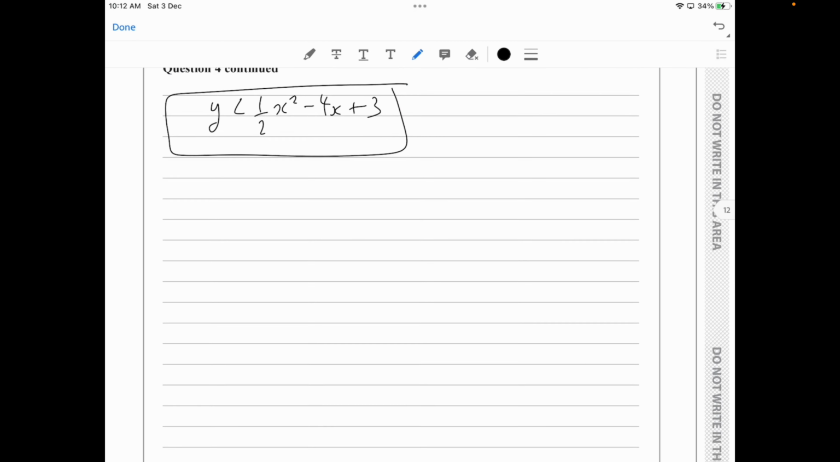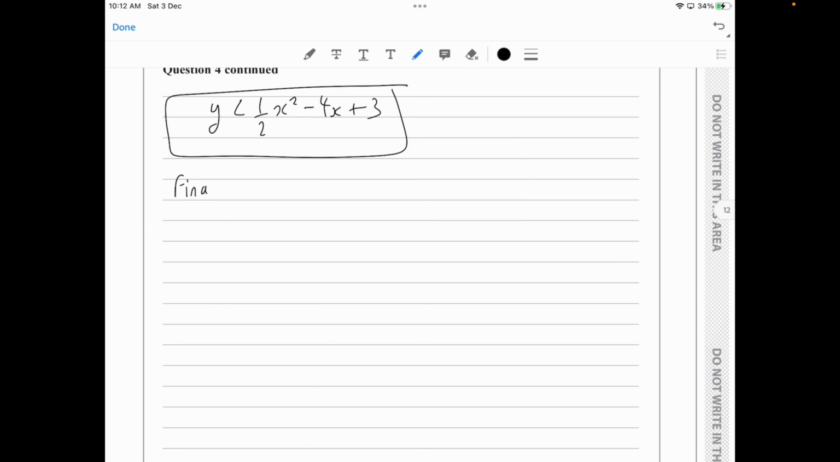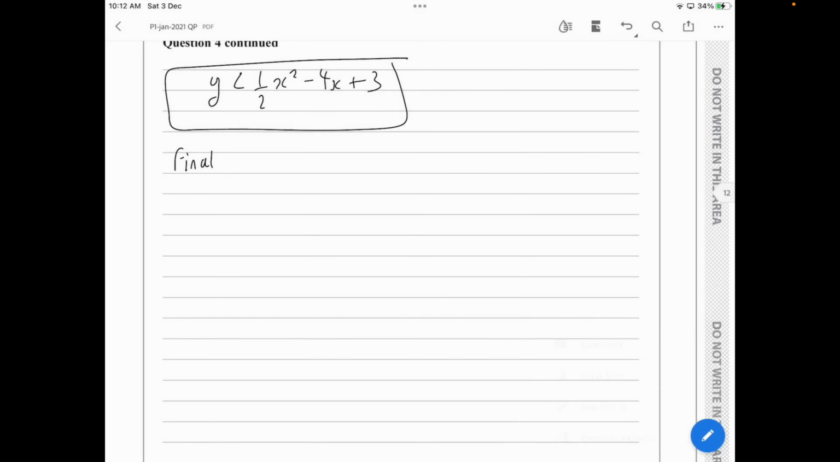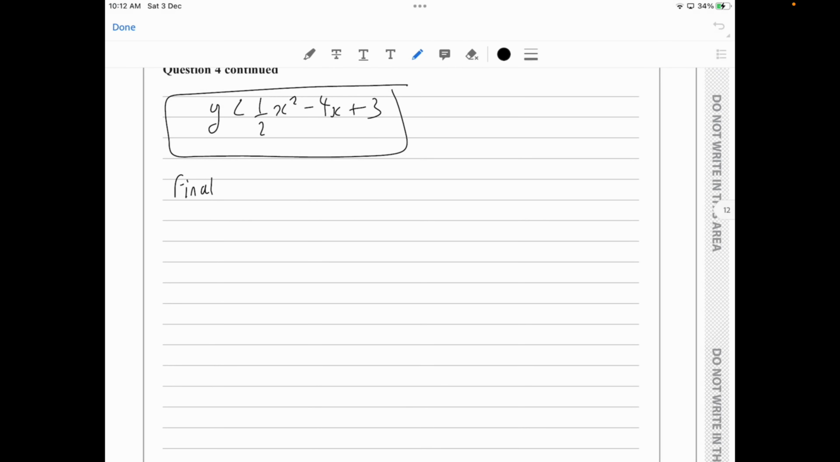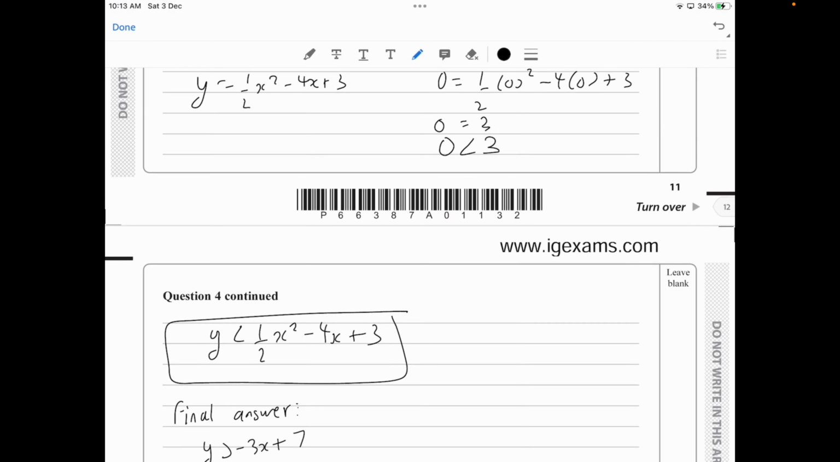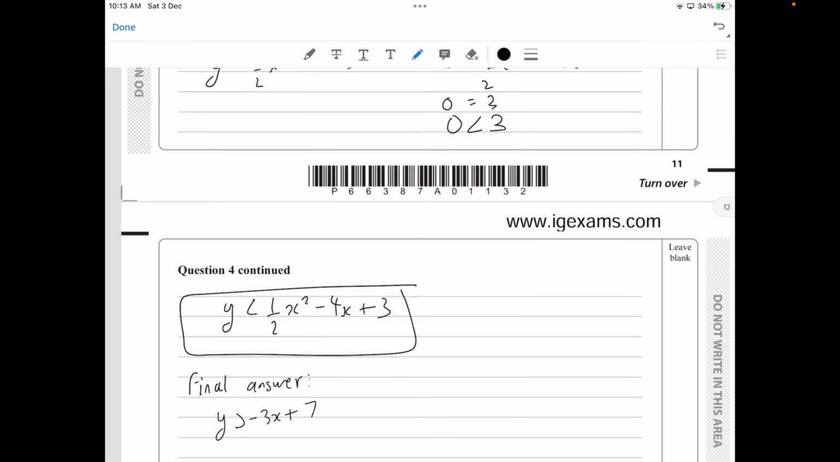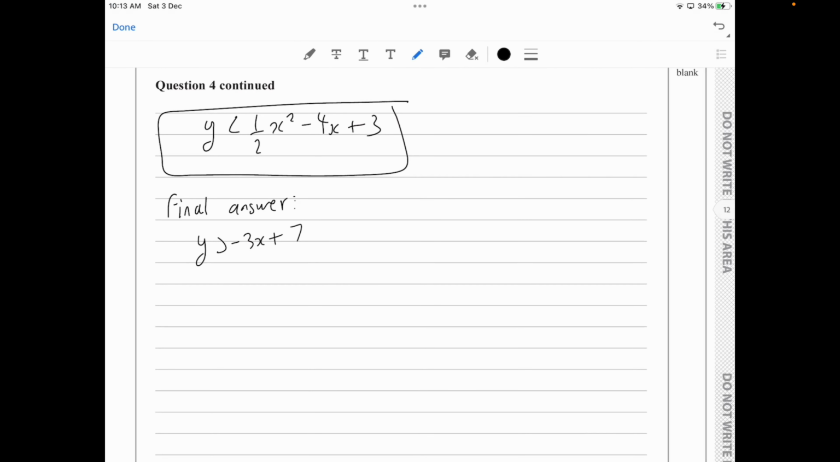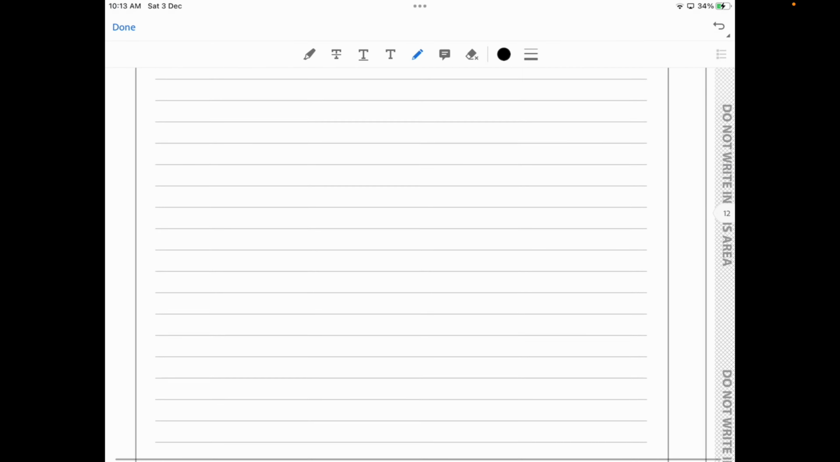Our final answer, I'm just going to write it down here. The final answer is y is greater than -3x plus 7. That's the first inequality we found. And then the next inequality, comma, y is less than half x squared minus 4x plus 3. That's the other inequality we found. And the other inequality is x less than -2. So these are the 3 inequalities that you have to write down for 2 marks in total.